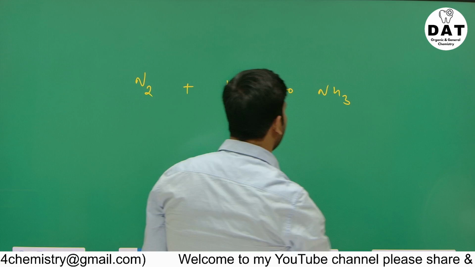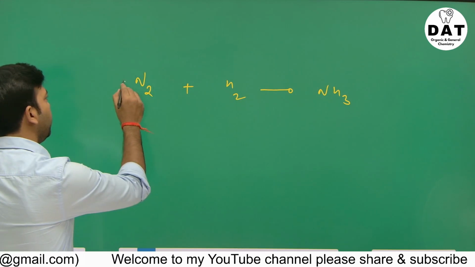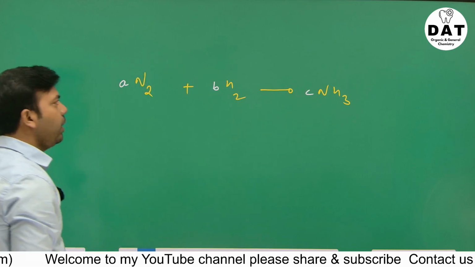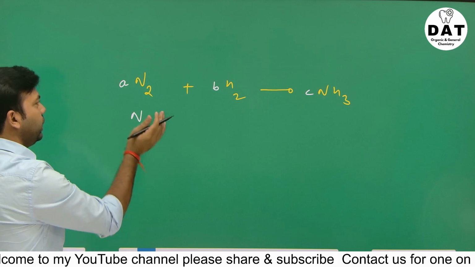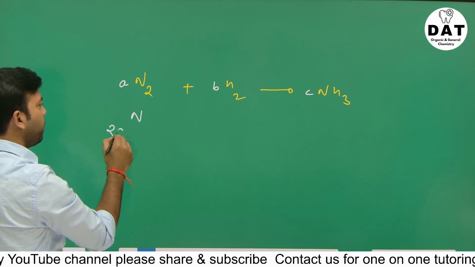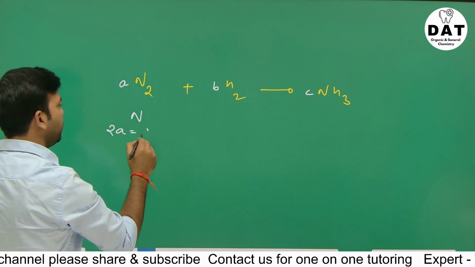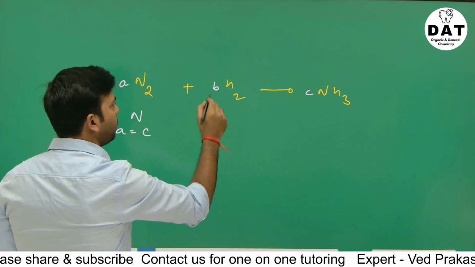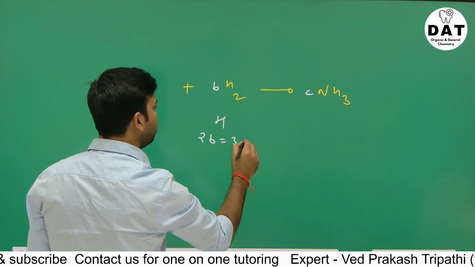So now move to the next. N2 plus H2 gives ammonia. So again you can assume here A, B and C. Here again we have two kinds of atom, nitrogen and hydrogen. So look at nitrogen. In the reactant side we have A stoichiometry and 2 times, so 2A. In the product side we have just one nitrogen and stoichiometry is C, so just C only. Hydrogen: 2B is equal to 3 into C, so 3C.